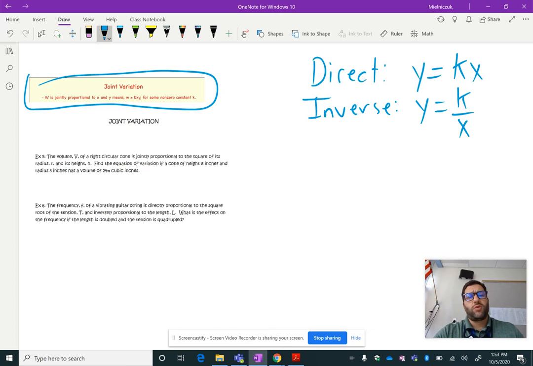So w is jointly proportional to x and y means w equals k times x times y for some non-zero constant k. So we've already done this. It's just a matter of lumping them together. So let's take a look.